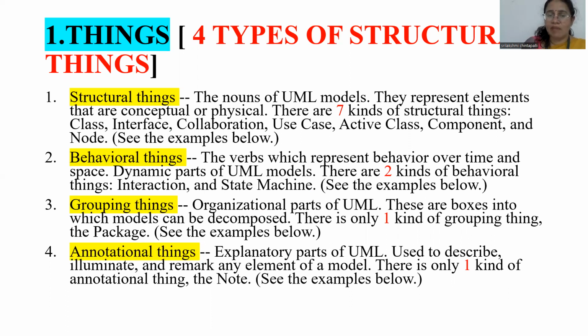Then we have a behavioral thing, which is normally called the verb of the UML modeling language. It represents the behavior over some period of time. It represents the dynamic aspect of software design. You have two kinds of behavioral things. We have interaction and state machine representation.